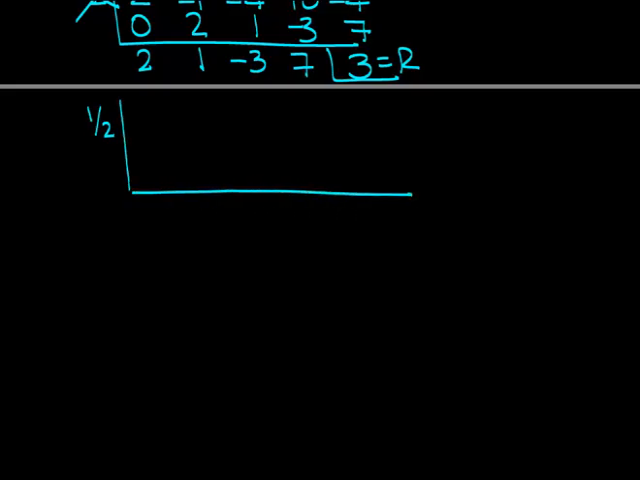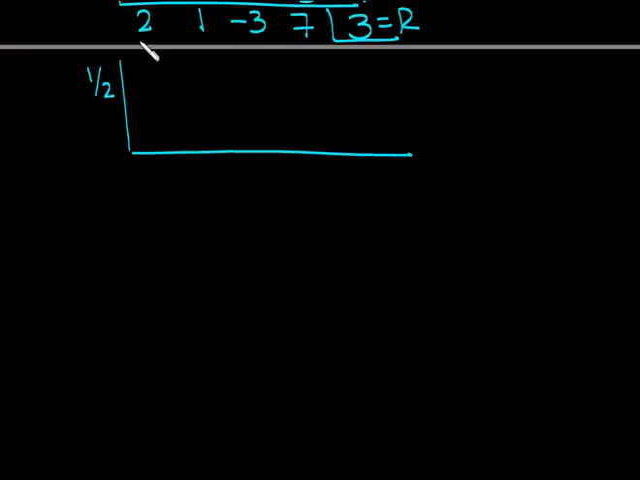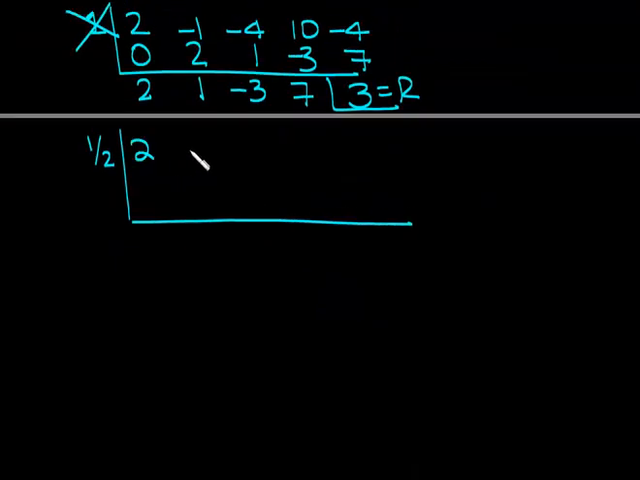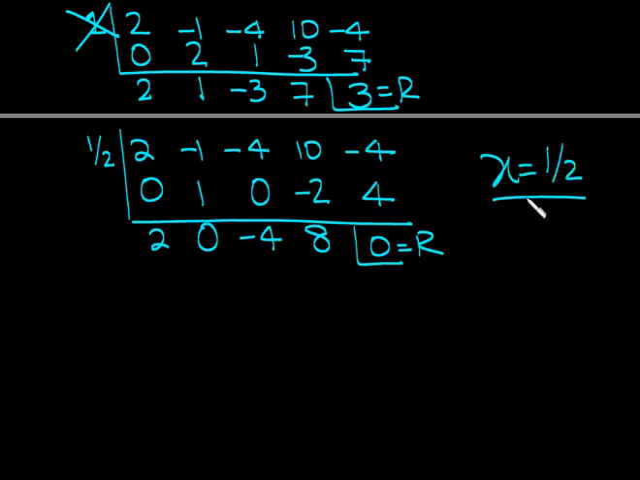So you can see this method is tedious. You would have to go ahead and try 2, 4, and none of these are going to work. And then you get to half, but that's alright, it goes fairly quick. So I have 2, minus 1, minus 4, 10, negative 4. I have 0, 2, half of 2 is 1, we get 0. Half of 0 is 0, we get negative 4. Half of negative 4 is negative 2, we get 8. And half of 8 is 4, so we get 0. So one of my zeros is x is equal to a half.